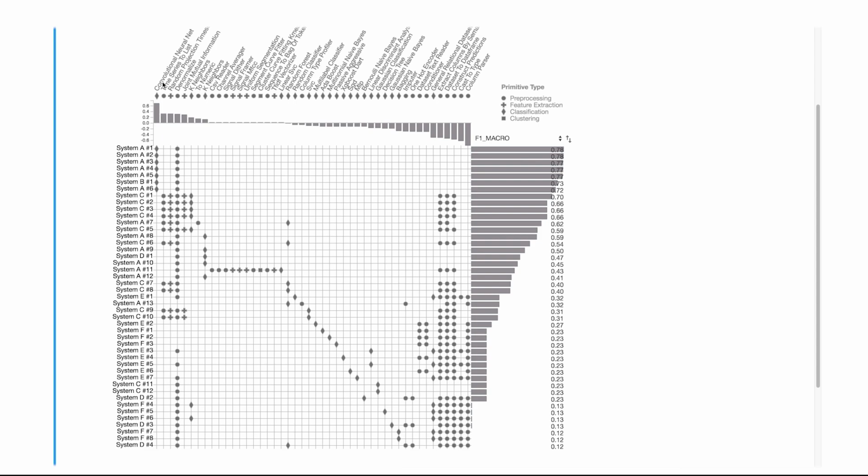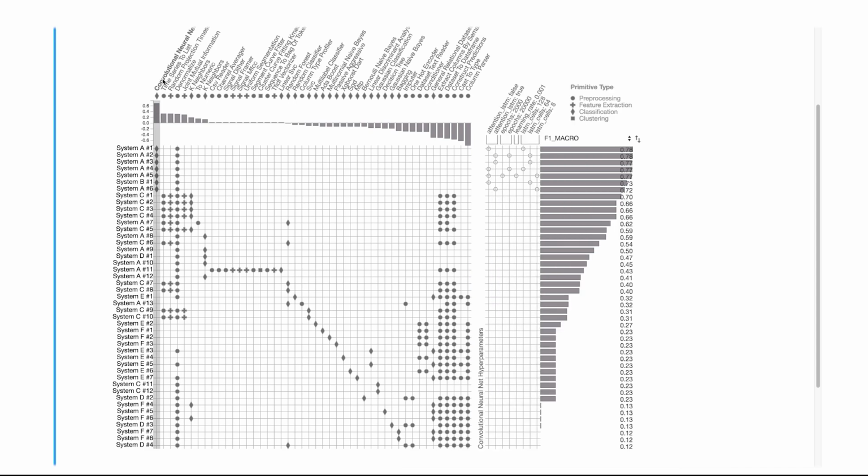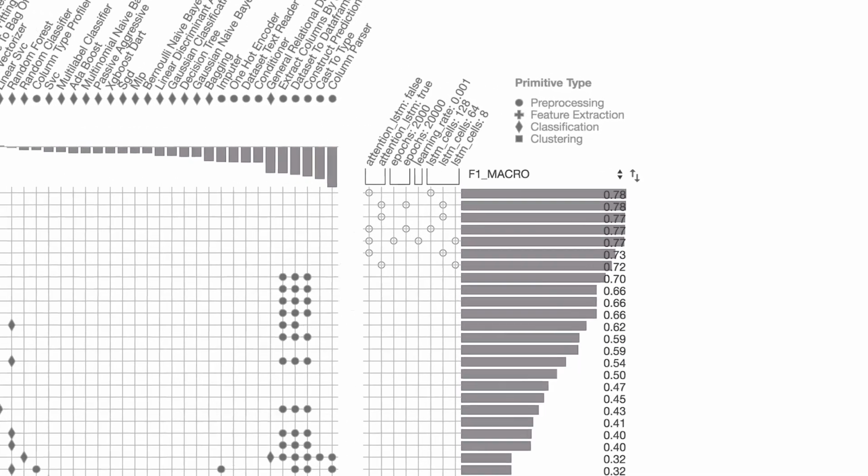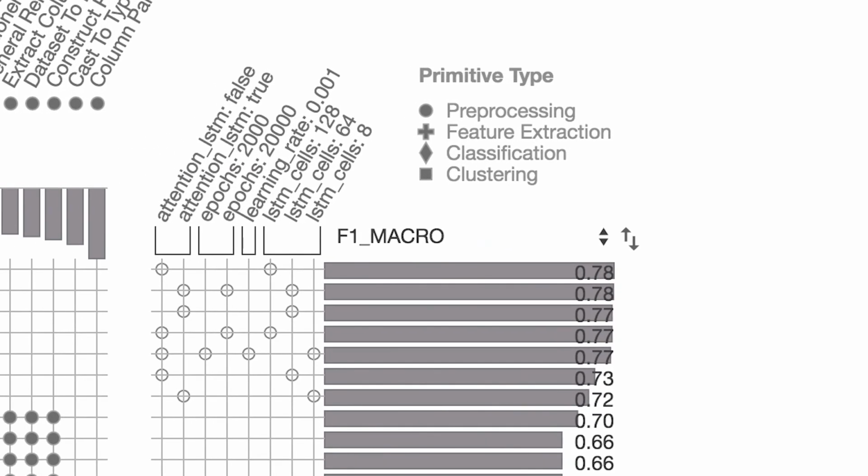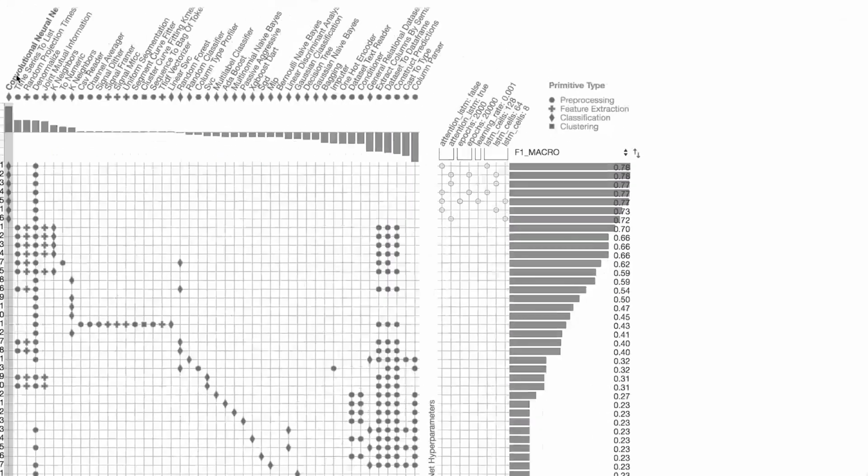Instead, we can click on the primitive name in order to expand the matrix with a one-hot encoded representation of the CNN hyperparameters. We can see that the AutoML systems tune hyperparameters for attention, number of epochs, learning rate, and number of cells. The top scoring pipeline did not use attention and had 128 LSTM cells.